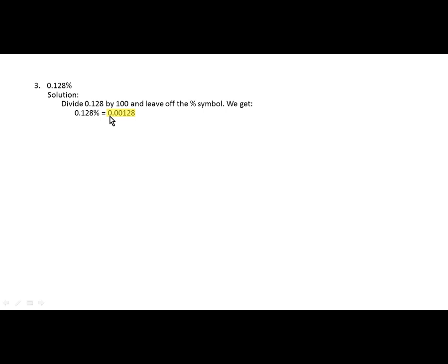Again, the leading zero, it's your choice. I have a tendency to put it, but it's your choice. Okay, decimal numbers to percent. So we're going the other way. We're going from a decimal number to a percent.